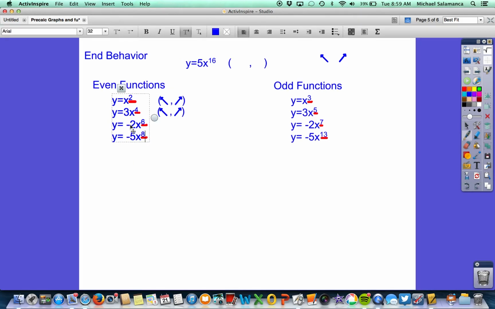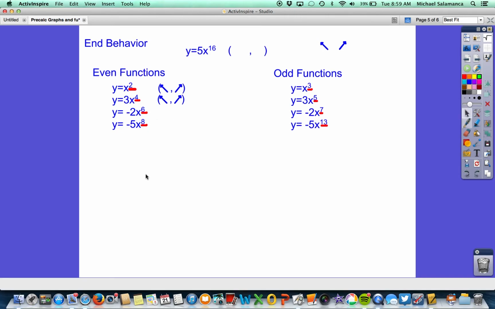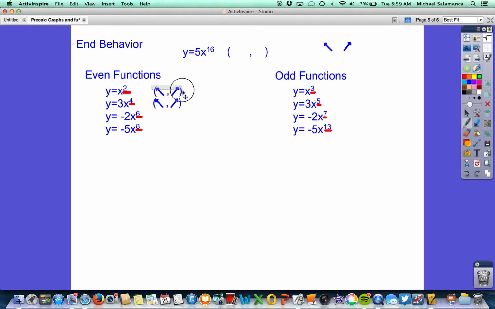Because it has this negative 2x to the sixth, it means that instead of it starting where both ends are going upwards, because it's a negative, it means the entire thing gets flipped upside down. So really the end behavior, they're both going in the same direction, but because of the negative in front of the x, it means it's going downwards. For the last one, it should be the same thing. They're both going the same direction, but they're going downwards.